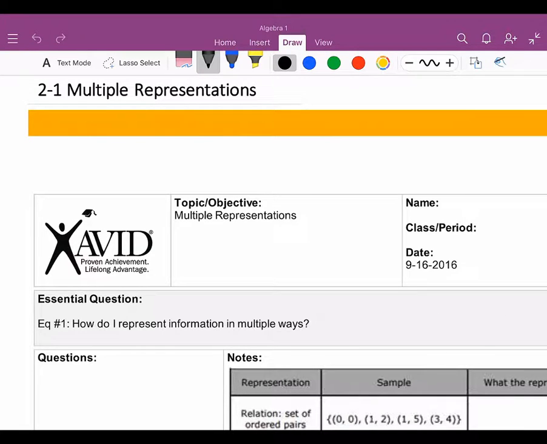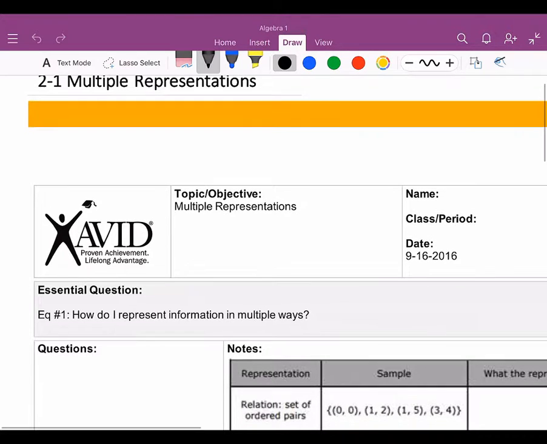Hello everyone. This is Unit 2-1 and we're going to talk about multiple representations. So the topic is multiple representations. Now the essential question for these notes: by the end of these notes you should be able to tell me, how do I represent information in multiple ways? You should be able to answer that by the end of these notes.